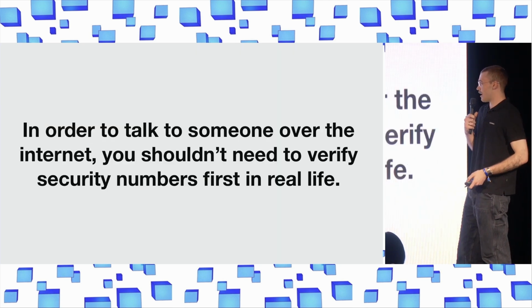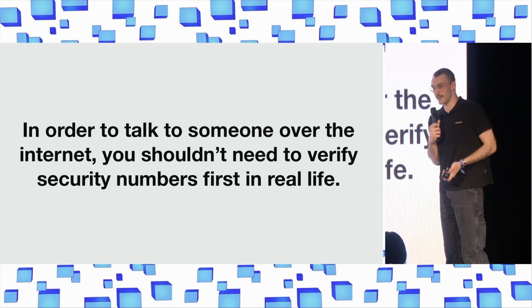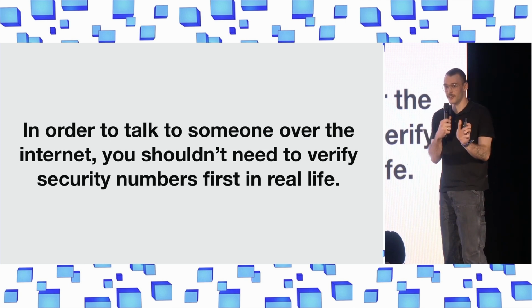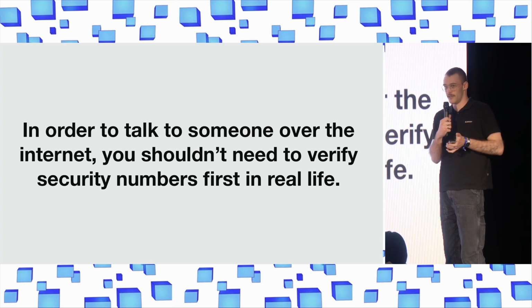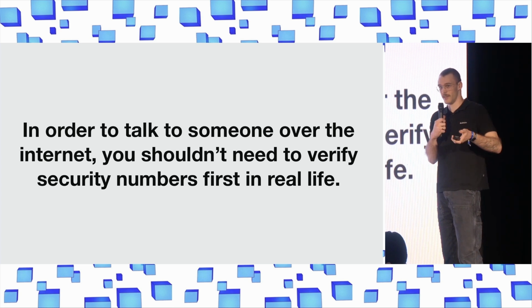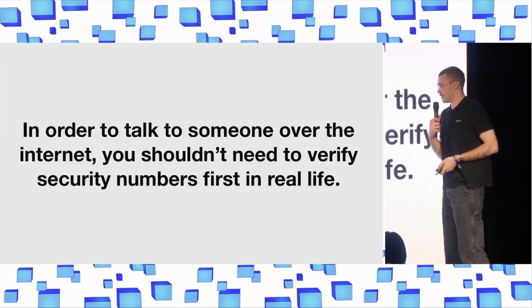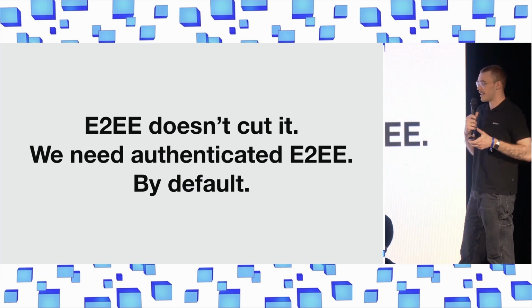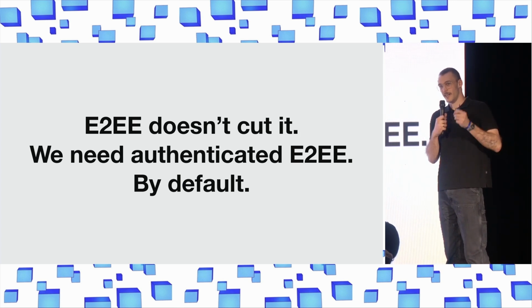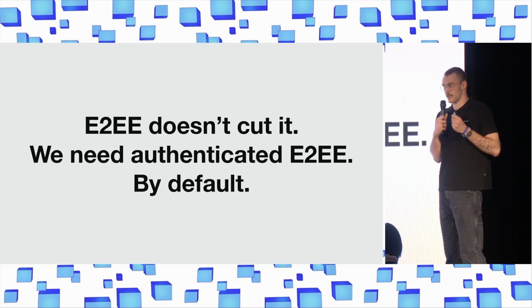So what do we do? In order to talk to someone over the internet, you shouldn't need to verify a security number with them in real life, especially if you're not an engineer and have no idea what it's doing. This is terrible UX, and everyone uses these apps. Everyone should have the right to talk to someone securely over the internet without needing to understand some obscure cryptography. Well, it's not obscure, but for them it's obscure. So end-to-end encryption doesn't cut it. We need authenticated end-to-end encryption, and by default. And so how do we solve this?